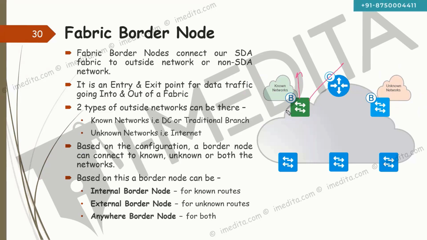Maybe we have a dedicated border node that is connecting to just external known destinations, such as a data center or headquarters. Then we may have a border node that is connecting to outside networks, such as unknown destinations, for example public networks like the internet or the public cloud.